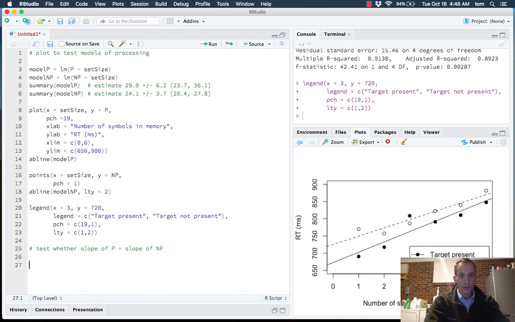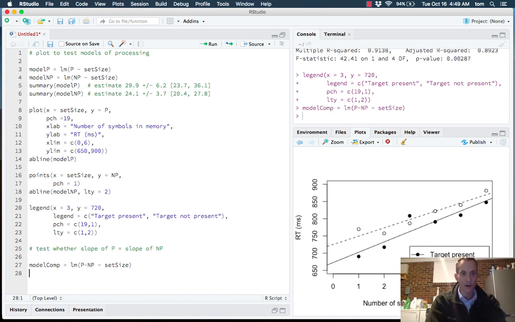So here's what we can do. We can say model comp for comparison, or whatever. You can call it whatever you want. I'm going to call it model comp. I'm going to build an LM on P minus NP. P minus NP is a way to express the differences between the P's and NP's. And I'm going to let that vary as a function of set size. And I want to test the slopes on that. So there's the model. Let's do a summary of model comp.